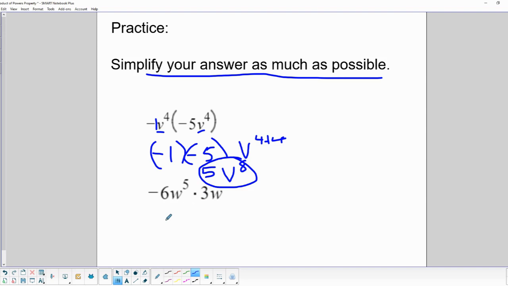So our next one, get a different color here. Negative 6 times 3 would be negative 18. And w to the 5th and w to the 1st power combined together would give you w to the 6th power. So we end up with negative 18 w to the 6th power on that one.